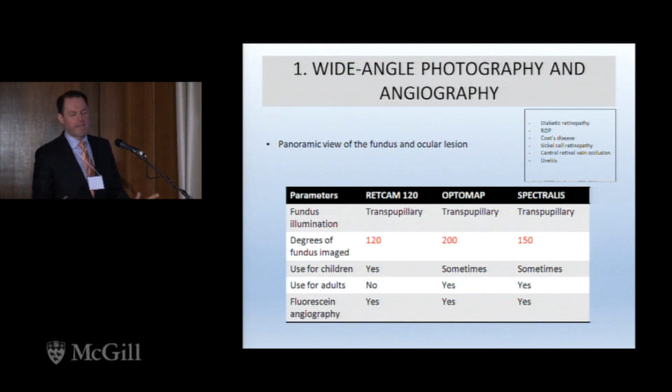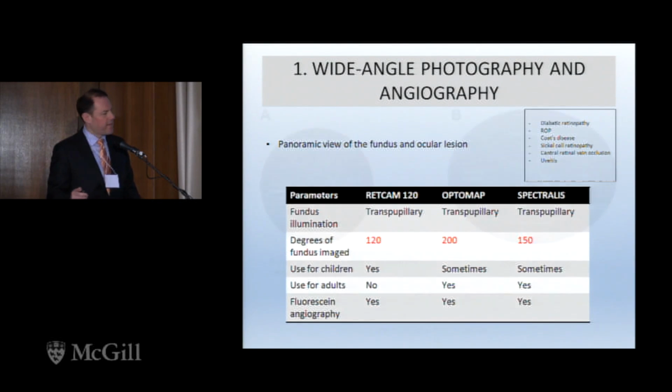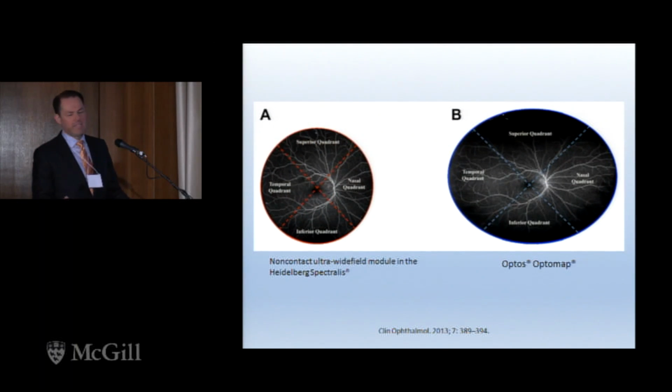So as I said, with the RetCam, you can use that with babies, but the other two obviously need a little bit of cooperation to put your chin on the mount and to remain steady and fixed on the target. So really only available for the adult population. But what's also interesting is all of these wide-angle imaging systems do allow for fluorescein angiography. So you'd think, well, how am I going to do a fluorescein on a baby? Well, you can with the RetCam. And there have been studies that have looked, comparing the various types of systems, all of which are very good, and each have their own advantages and disadvantages and limitations.